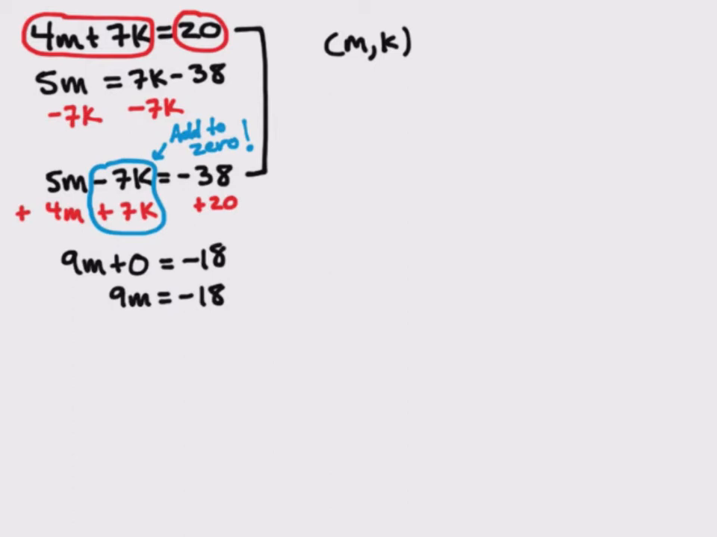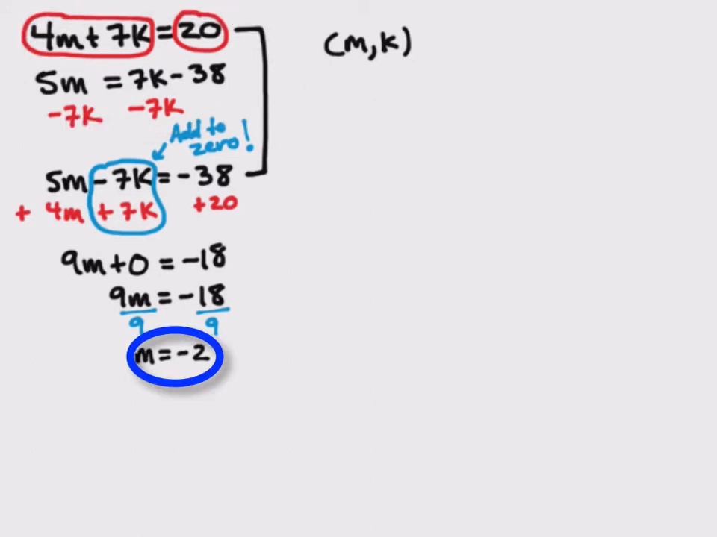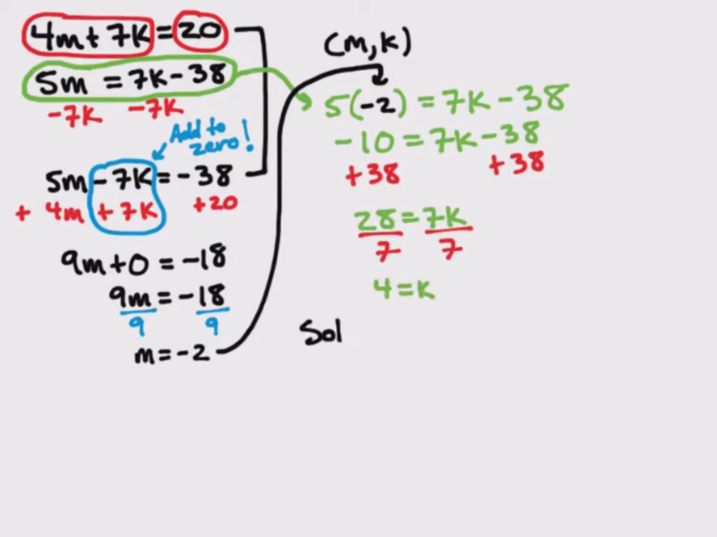And I'm sure we can solve that. So, if there's a solution, if both of these equations are true at the same time, then it must be the case that the m value is negative 2. And now that we've got the m value, we can substitute that into either of our equations to find the k value. And so we find the k value to be 4, and the solution to this system of equations is the ordered pair negative 2 comma 4.